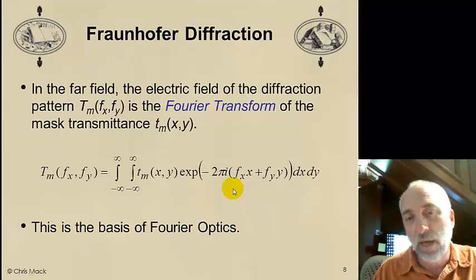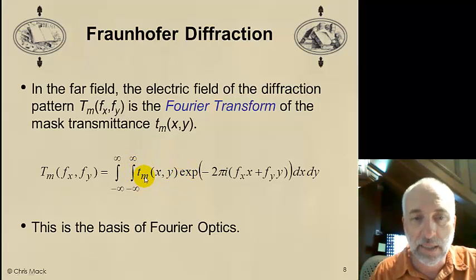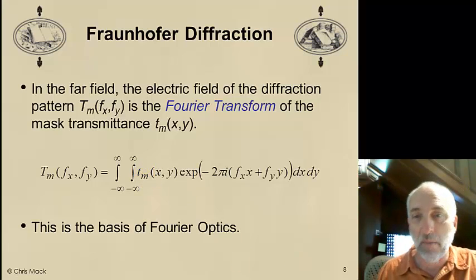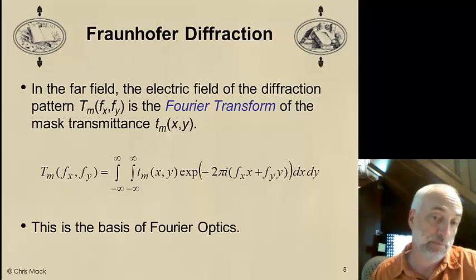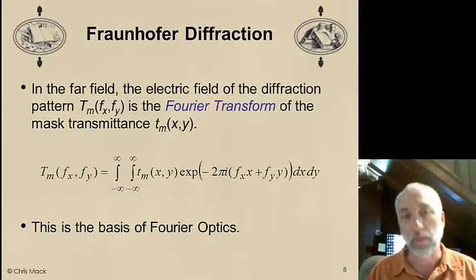Now, what does that depend on? Well, it depends on how the mask transmits light. So let me let the little m represent the mask pattern, and T sub m will be the electric field transmittance of the mask. And it varies as a function of the xy coordinates along the mask plane.